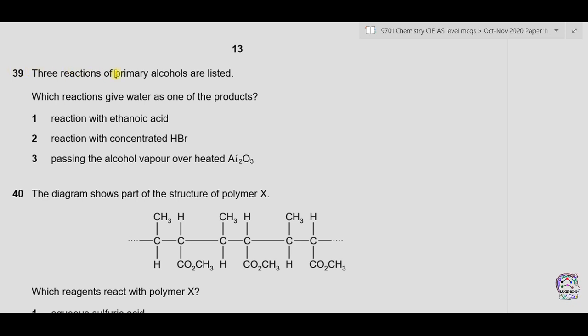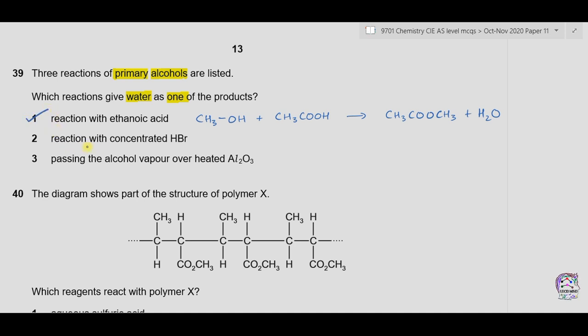Question 39. 3 reactions of primary alcohols are listed. Which reactions give water as one of the products? Number 1 is the reaction with ethanoic acid. Now we know that primary alcohol reacts with ethanoic acid to form ester along with the production of water molecule. So option 1 is correct.